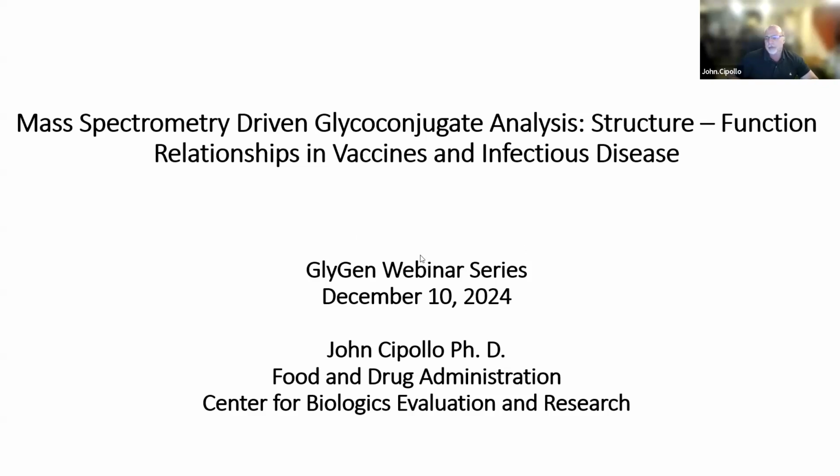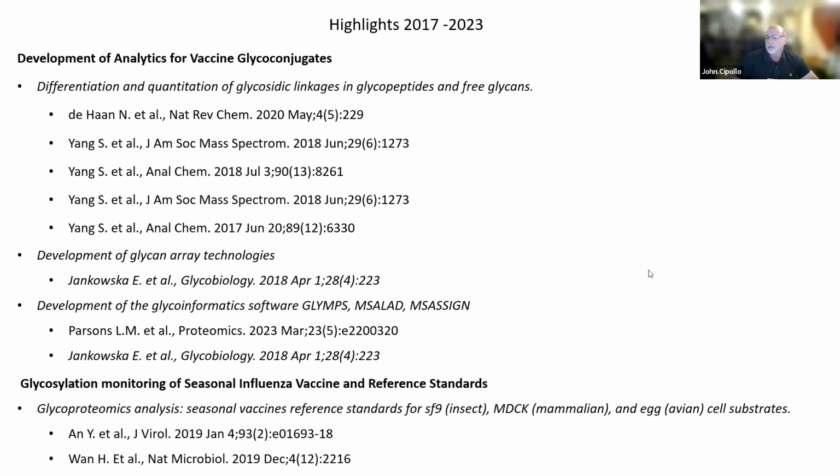Okay, so today, as already discussed, I'll be talking about mass spectrometry and how that drives our glycoconjugate analysis and our investigation into structure-function relationships in infectious disease and also in vaccines. I'll just give a brief overview here.